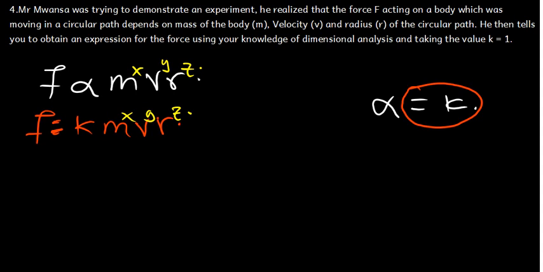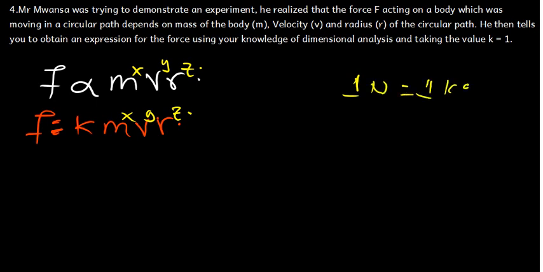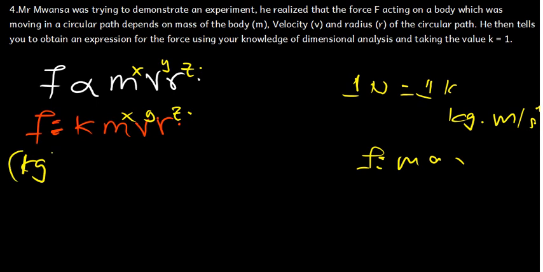So force, we know that it's Newton, but remember, according to dimension analysis, we are only considering the mass, the length, and the time. So we know that 1 Newton is 1 kg meters per second squared. Okay, force is mass times acceleration. So we know that mass is kg, then acceleration is meters per second squared. Meaning that where there is force here, we are going to put kg, and then we are going to put the meters, everything divided by second squared.